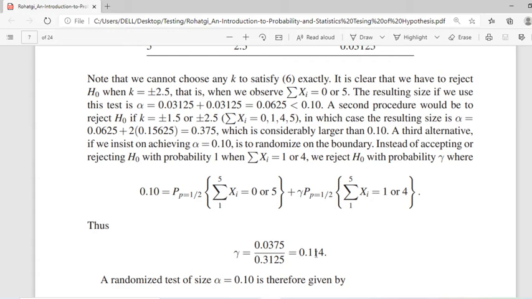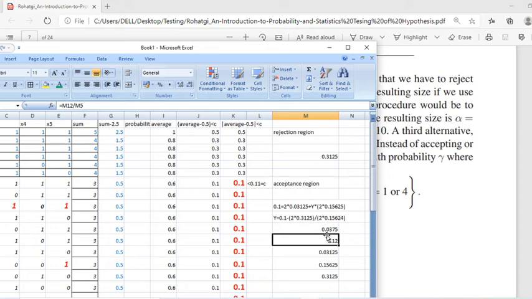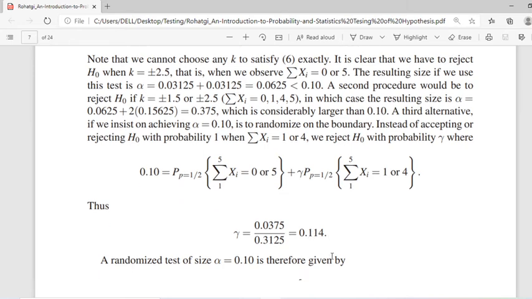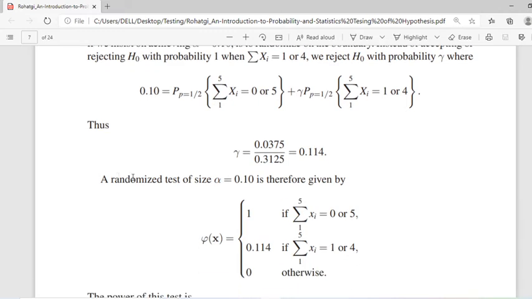But in this book it is given as 0.114. At the same time, in the Excel we can see that it is 0.12. So it is a rounded figure, no problem. Anyway, this is the value 0.124. So we obtained that gamma is equal to 0.114.